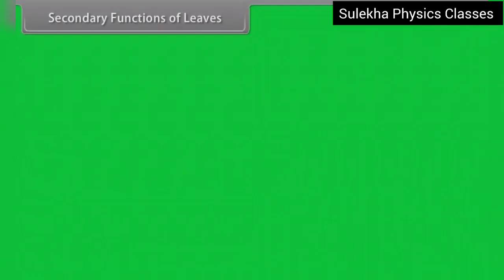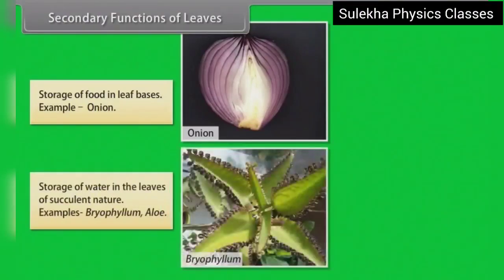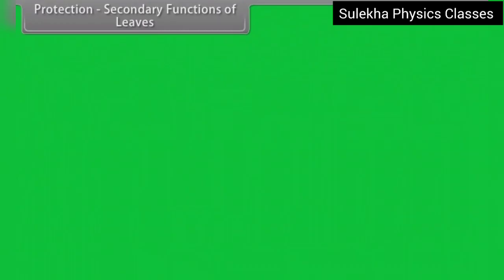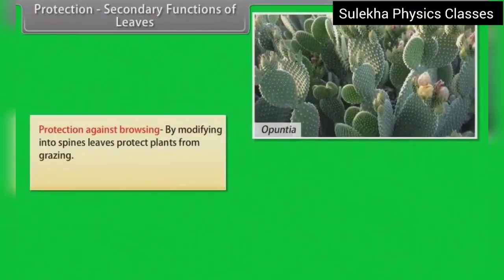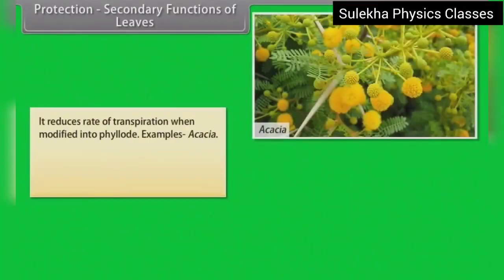Secondary functions of leaves. The storage of food in leaf bases. Example: onion. The storage of water in the leaves of succulent nature. Example: Bryophyllum, Aloe. Protection. Protection against browsing. By modifying into spines, leaves protect plants from grazing. Examples: Opuntia and barberry. It reduces rate of transpiration when modified into phyllodes.